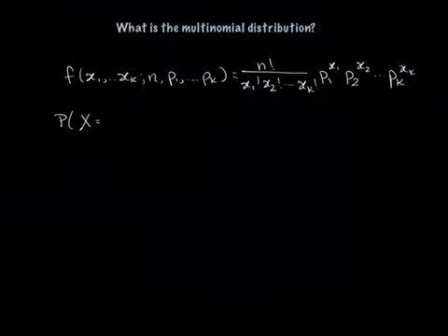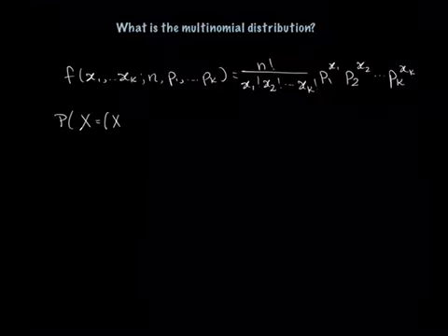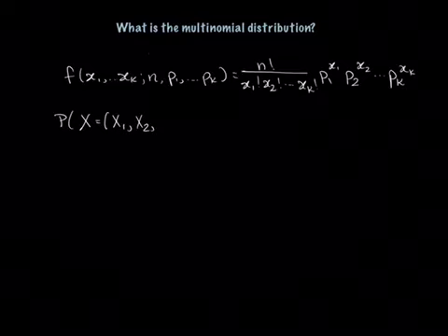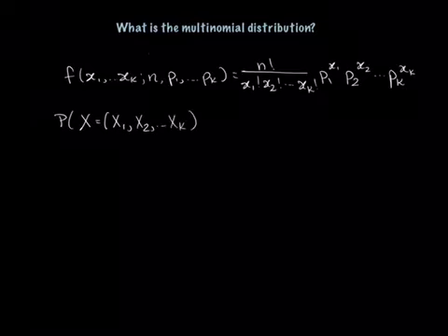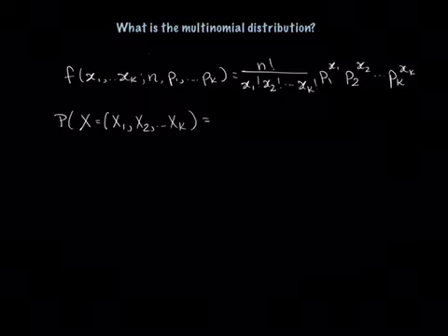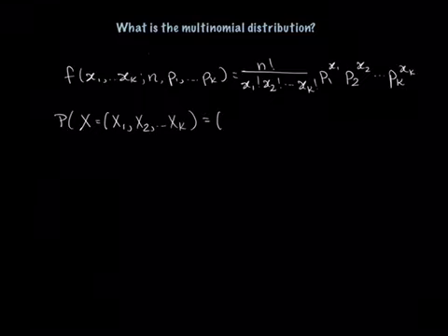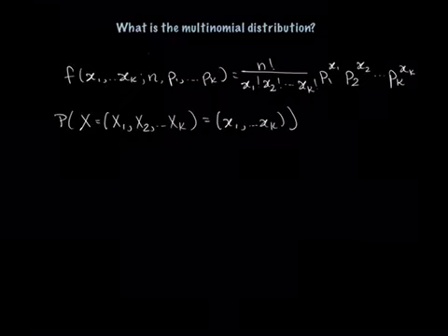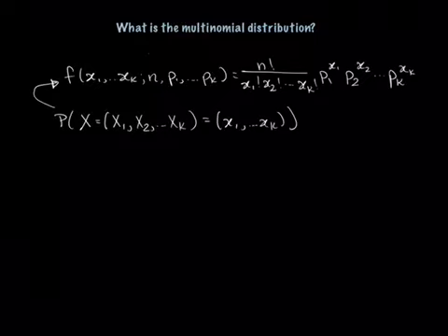vector x, which takes on values x1, x2, all the way to xk, so how many categories are there, is equal to little x1 through little xk, where these are observed values. So that's what this represents.